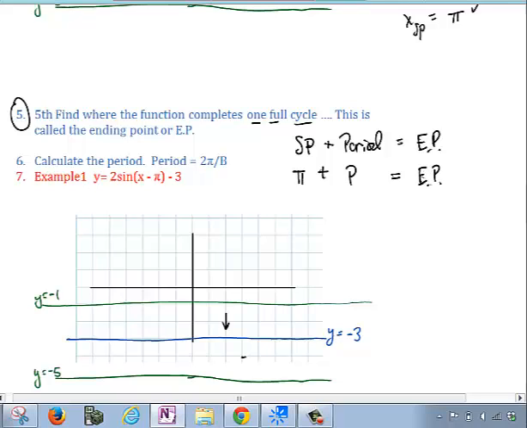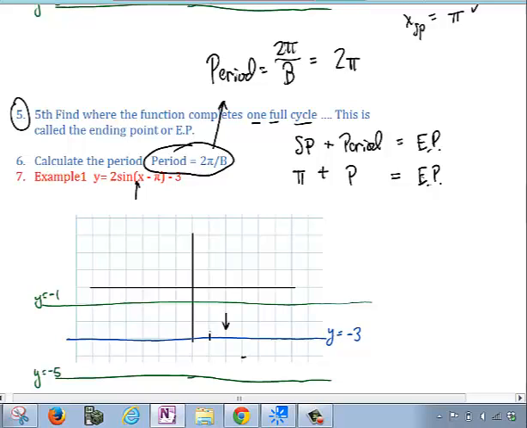Okay, so here's how we find the period. The period has a formula. A lot of these things have formulas. The period is found by, as it says in the formula, you take 2 pi and you divide it by your b value. 2 pi divided by your b value, which in this case was equal to 1, so our period is just plain old 2 pi. 2 pi divided by 1 is 2 pi.